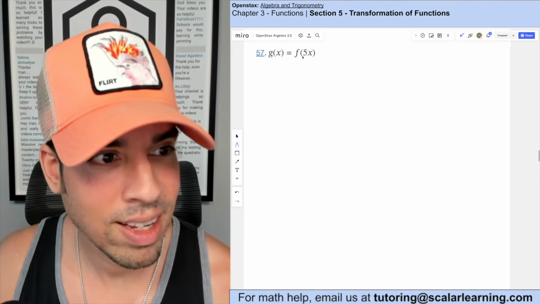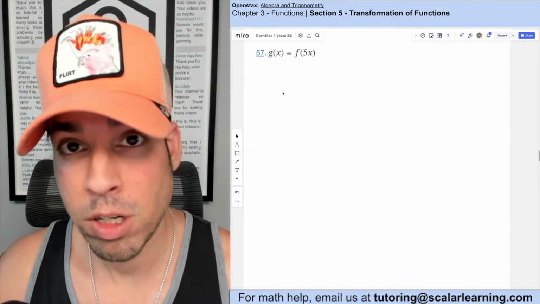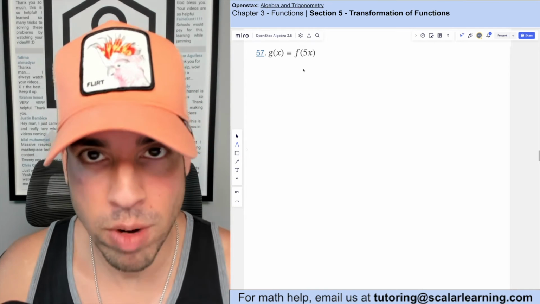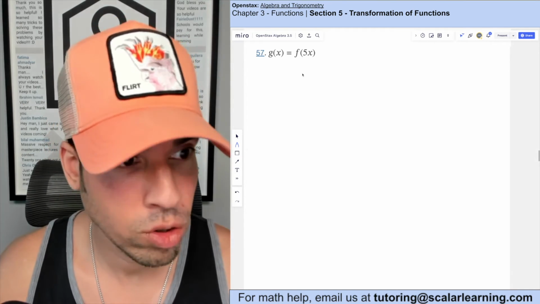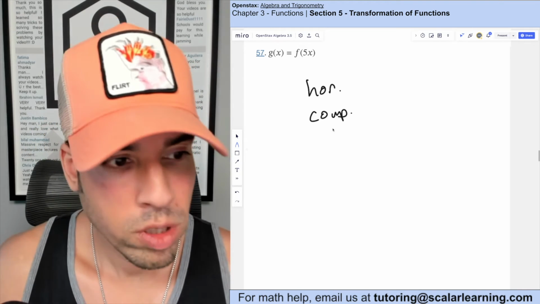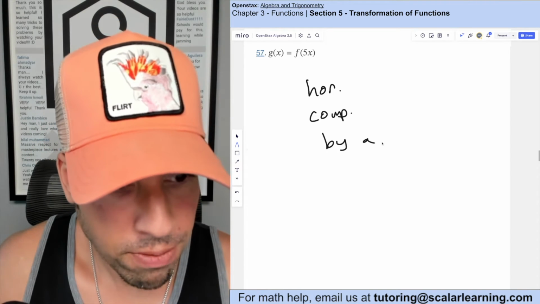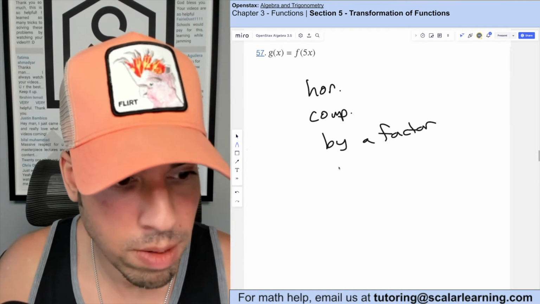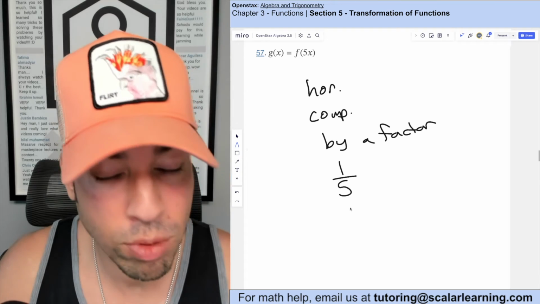When we have a constant on the inside multiplying the input, we're talking about a horizontal stretch or compression. In this case, it's greater than 1, so it is a horizontal compression. So we call this a horizontal compression by a factor of whatever is the reciprocal of that constant. So we say by a factor of 1/5, boom, done.